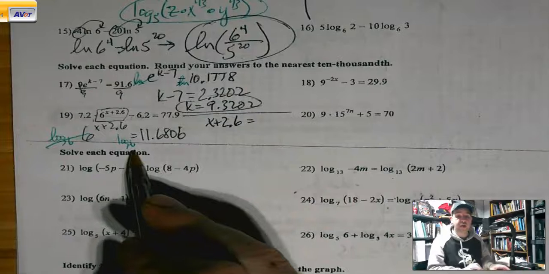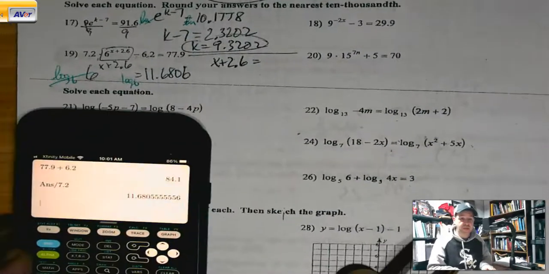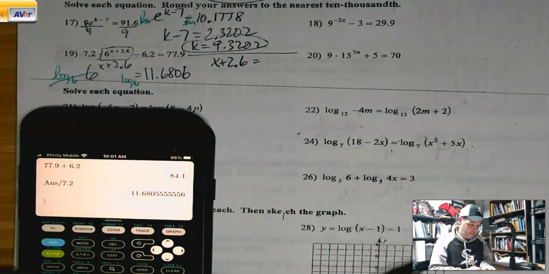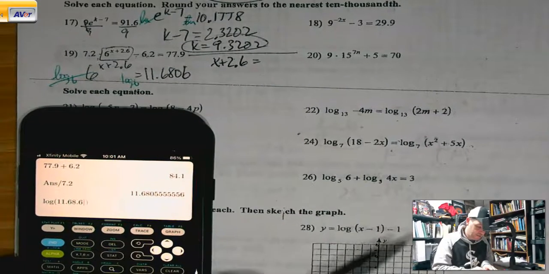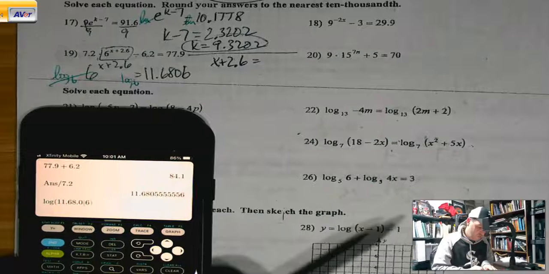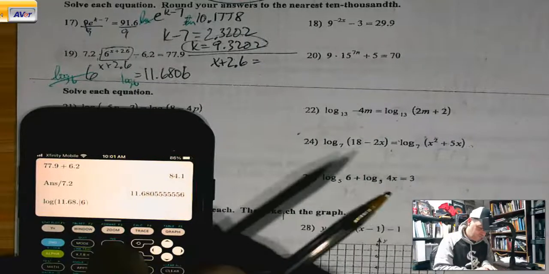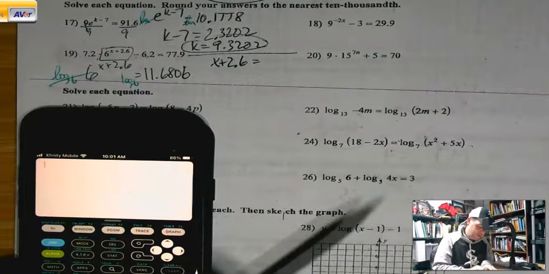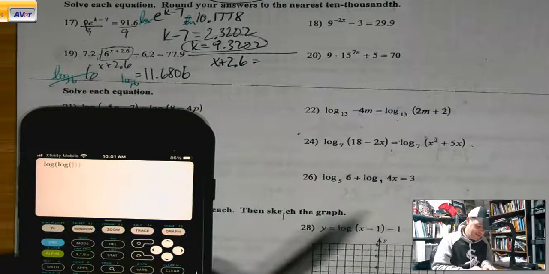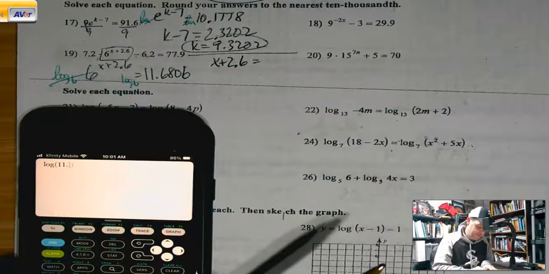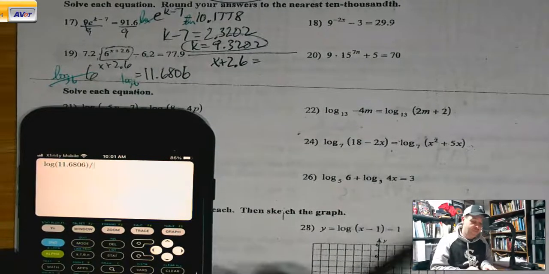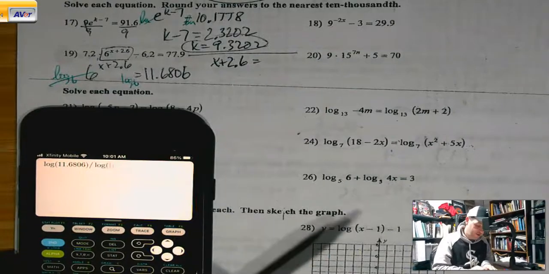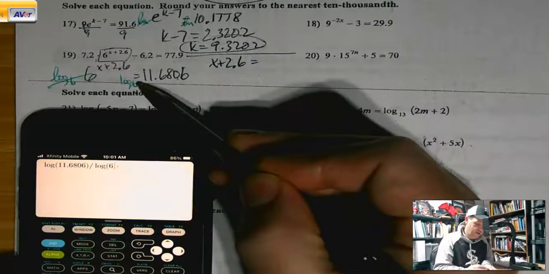Over here, we're going to do change of base. So remember, when we do change of base, it's going to be log big, which in this case is the 11.6806. Oops. Oh, for the love. Oh, let's just start over. Technology is great until it just starts going crazy on you. Well, let's be honest, that was a user malfunction. Okay, so there we go. Divided by log 6. Log big divided by log little.